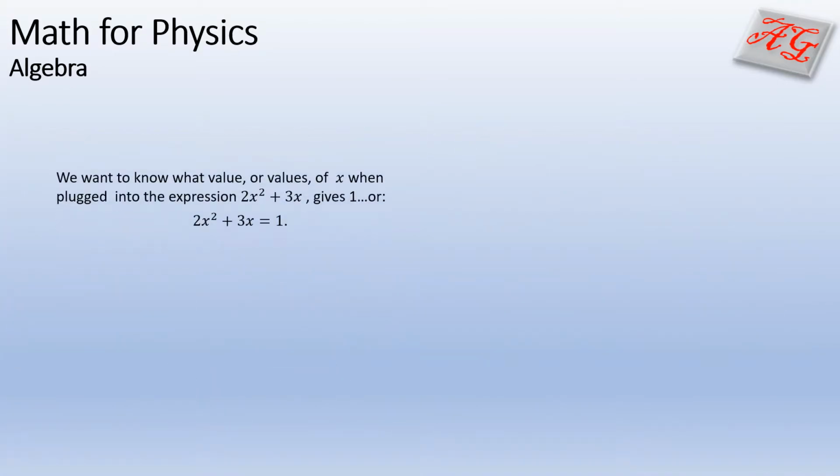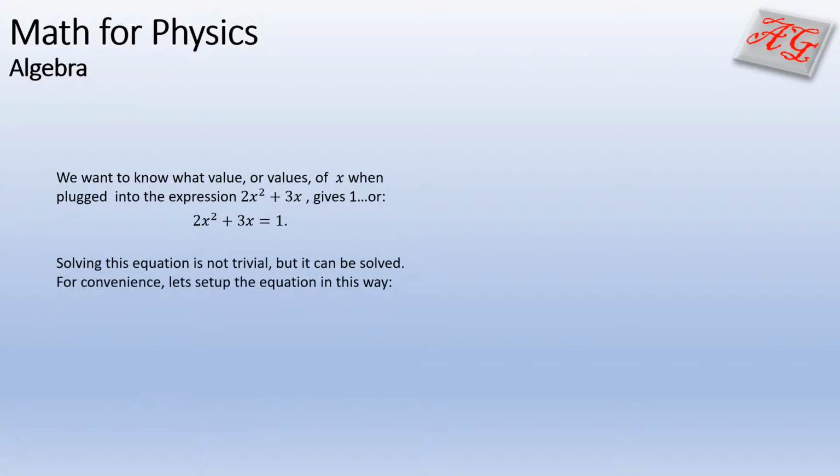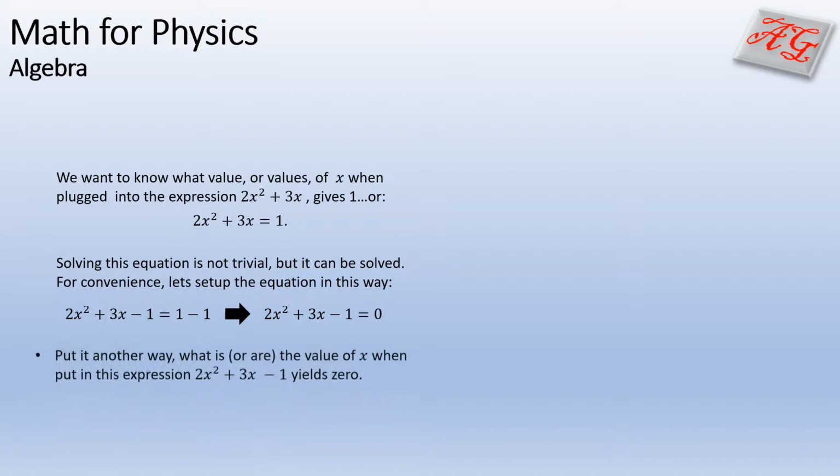Going back to our problem, we have an equation where we want to find out the values of x where 2x squared plus 3x is 1. Solving this equation in general is not trivial, but it can be solved. Let's first rearrange the equation to an equivalent way by subtracting 1 from each side, such that the equation now reads 2x squared plus 3x minus 1 equals 0. Put another way, we want all the values of x that when replaced into the expression 2x squared plus 3x minus 1 yield 0.